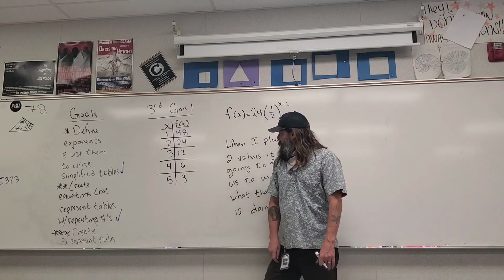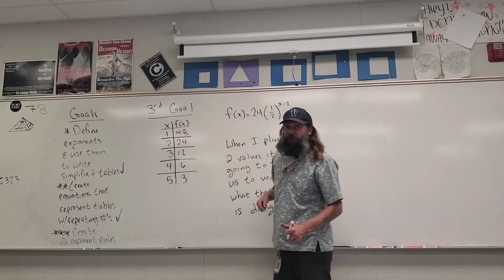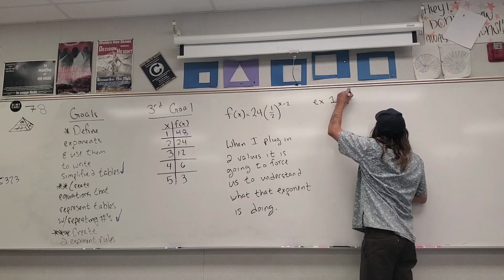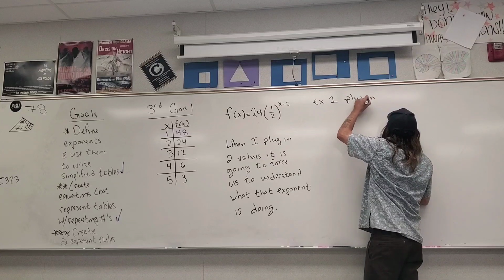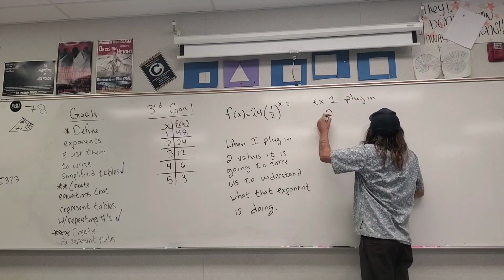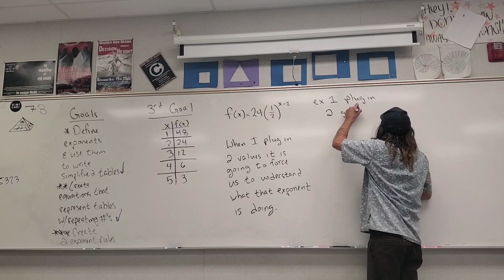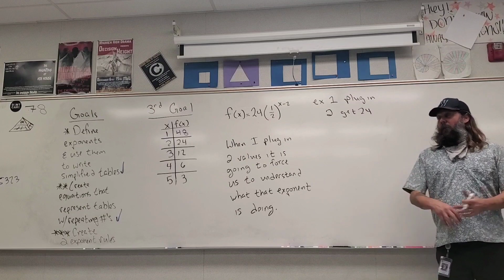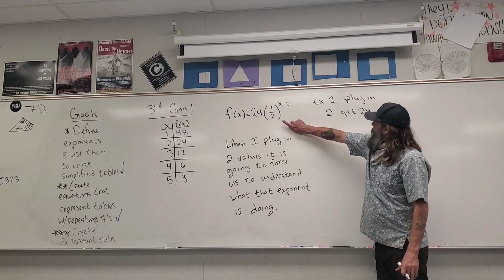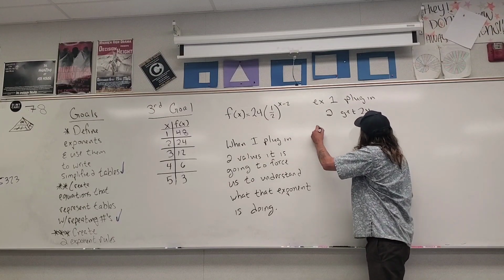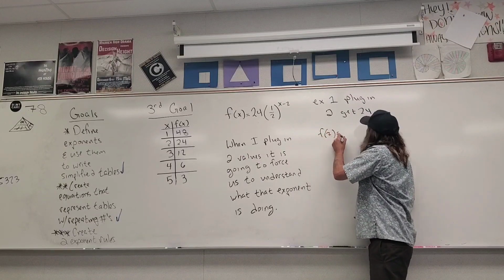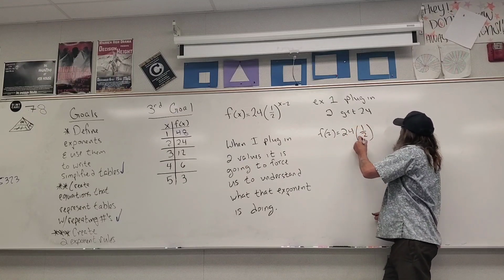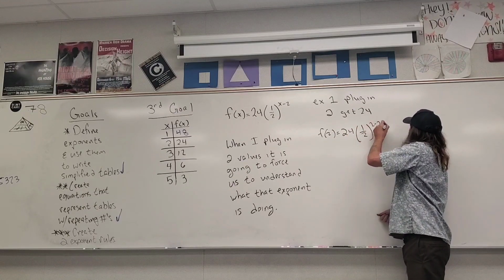So the first value I'd like to plug in is 2. We know that we have a good equation, so if I plug in 2, I should get 24. So example 1, plug in 2, and we should get 24. We already know we have a good equation. So let's plug in 2 to this. And so we have f of 2 is equal to 24, parentheses, 1/2. And now my x is a 2 again, and that's 2 minus 2.